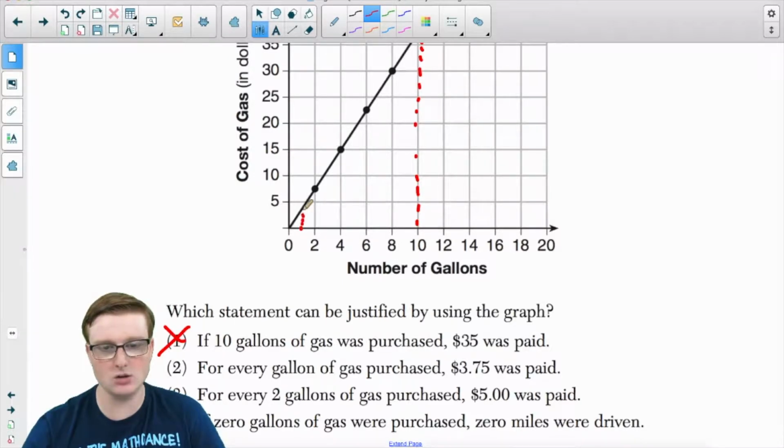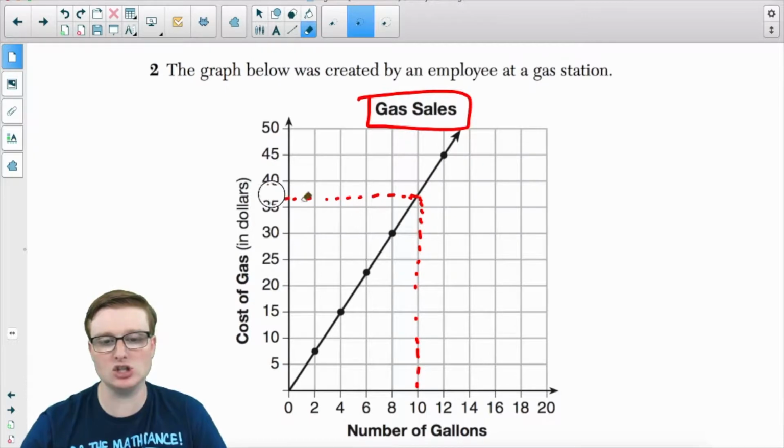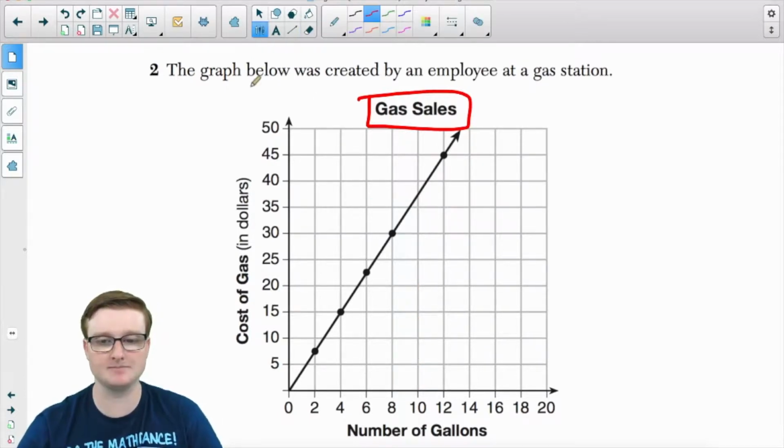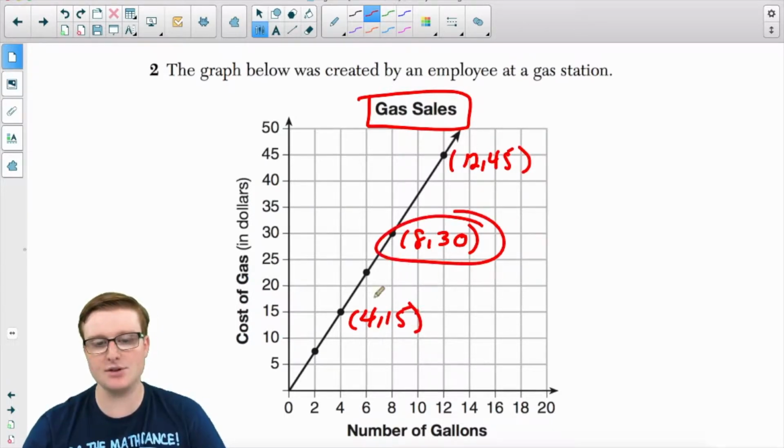So if we take a look, okay, so what we need to do is we actually need to calculate the slope of this line. So this point over here, I could easily determine that this is the point (12, 45), and this point is definitely the point (8, 30), and this point over here is the point (4, 15). So I'm going to be using (8, 30) and (4, 15) to figure out the slope.